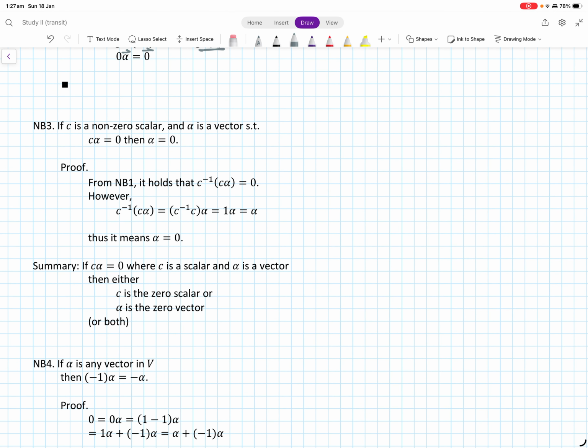Okay, and then if C is a non-zero scalar and alpha is a vector such that C times alpha equals 0, then alpha has to be 0.